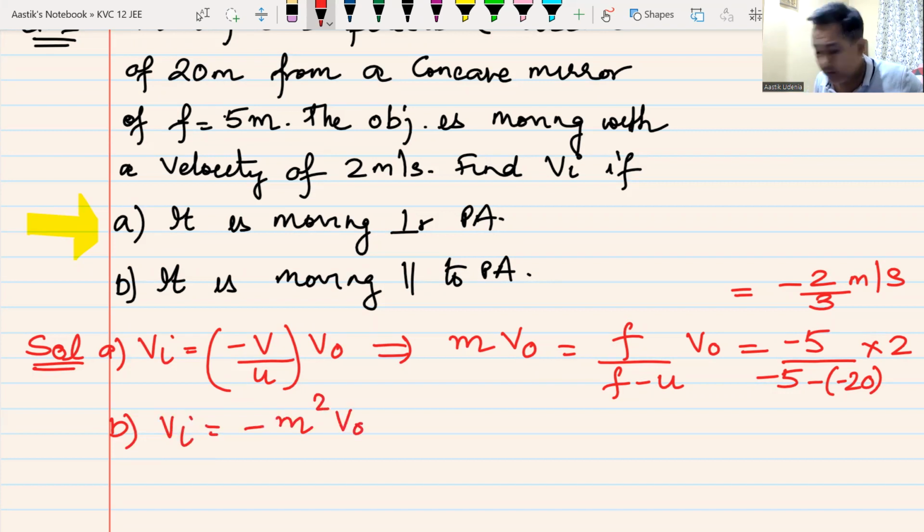m square into V naught. We have already calculated the value of m. It is minus 1 by 3. So m square becomes plus 1 by 9. Again take a minus. So it's minus 1 by 9. So your answer is V naught, which is minus 2 by 9. Do we get this? Yes or no?